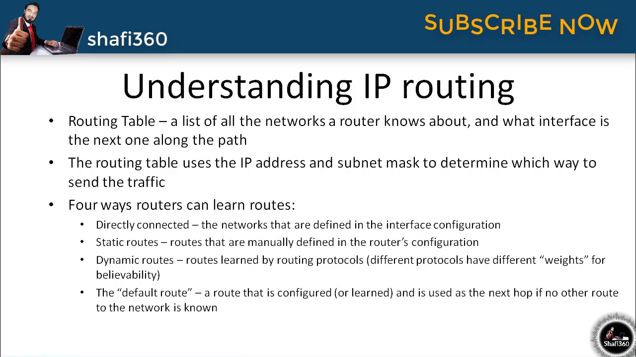Last but not least is the default route. This is a route that is configured or learned through a dynamic routing protocol, and it's used as the next hop if no other route to the network in question is known. If you look at the routing table on a router, it will actually tell you the gateway of last resort is A.B.C.D, or whatever that IP address happens to be, and that's what it's actually called, the gateway of last resort. If it's not directly connected, if I don't know it through a static route, if it's not learned via a dynamic route, I'll just give it to this guy, and he knows how to get it along its path.